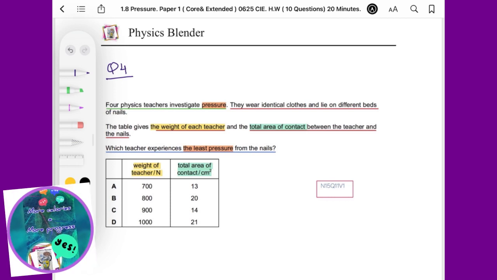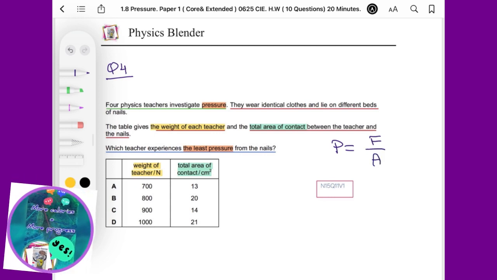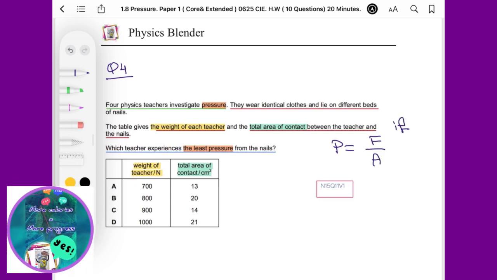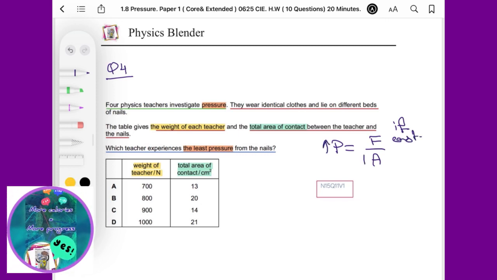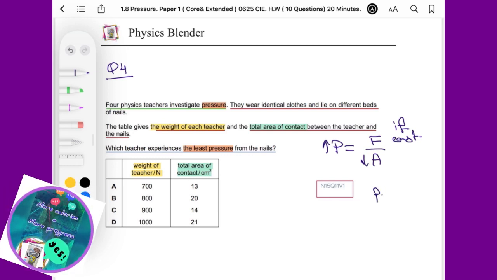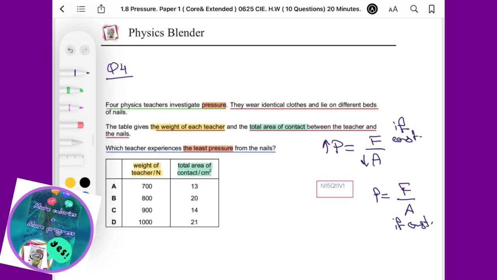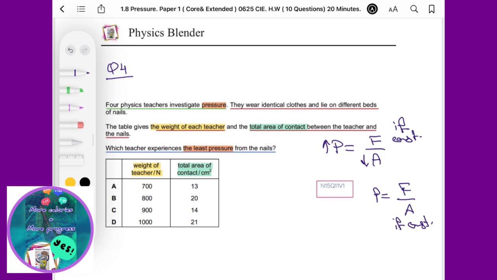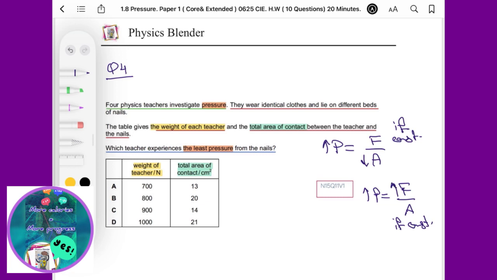You have here to calculate. Why? Because you don't have a constant factor. Back to our equation, pressure is equal to force divided by area. If the force is constant, we can use the relation that pressure increased, area decreased. If area is constant, we can use the relation and the concept that force is directly proportional to pressure in this case. But here the two factors are changing, so you have to calculate.